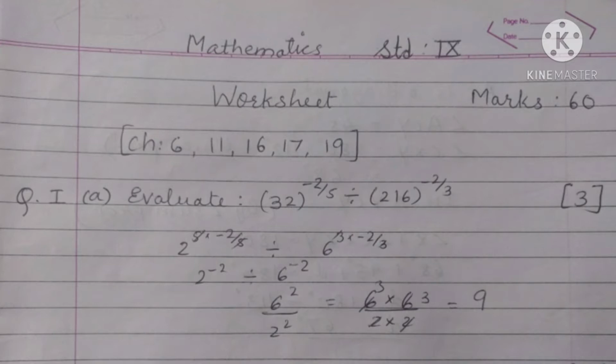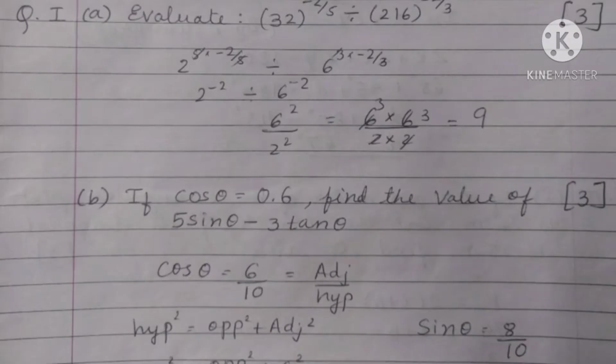Question number 1a. Evaluate 32 power minus 2 by 5 divided by 216 power minus 2 by 3. This is a 3 marks question. To solve this, I first change 32 to 2 raised to 5, and 216 to 6 cube. So the 5 gets cancelled: 2 raised to minus 2 divided by 6 raised to minus 2.